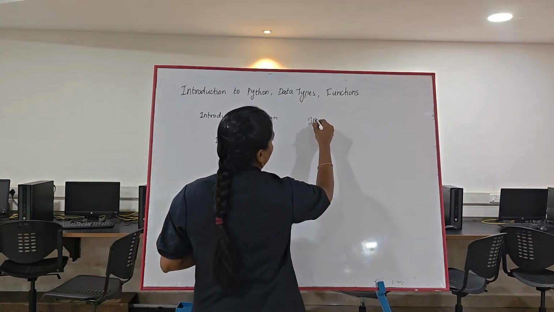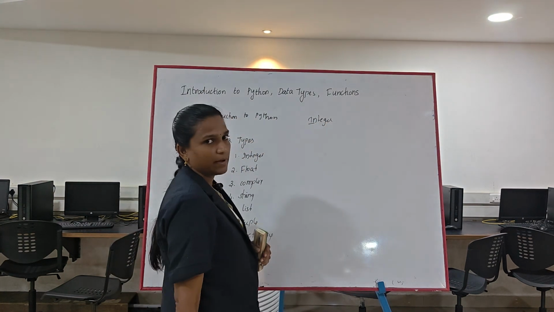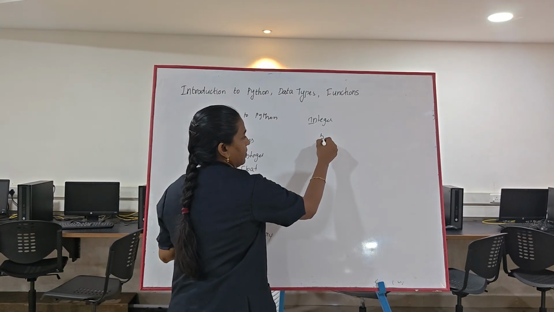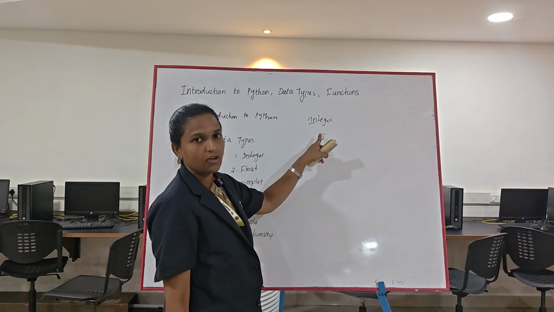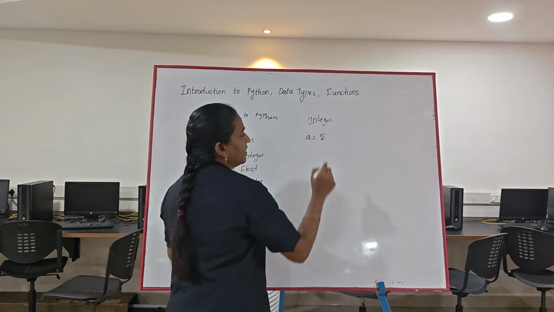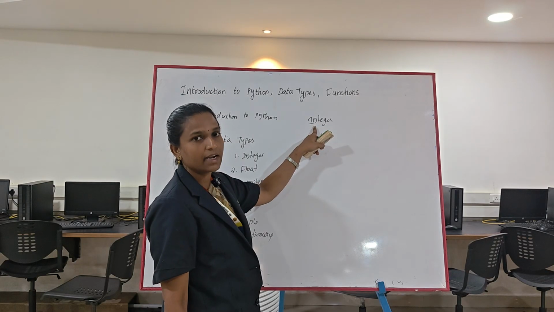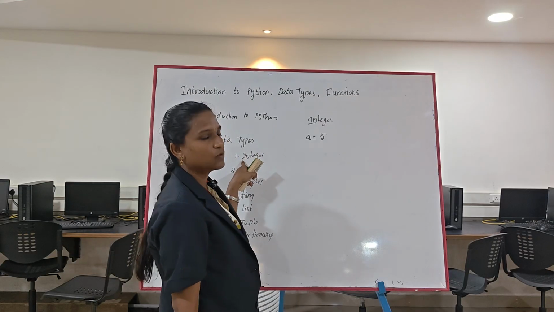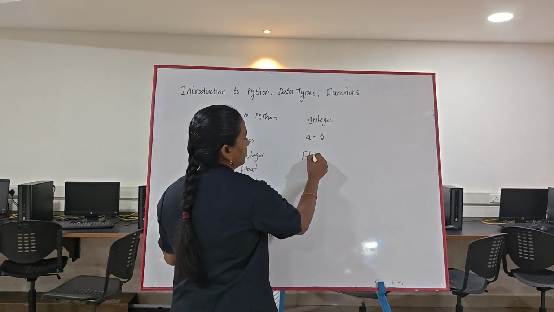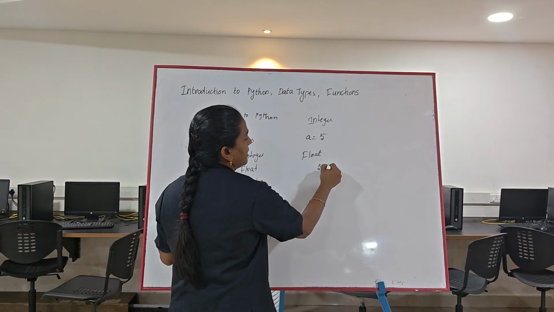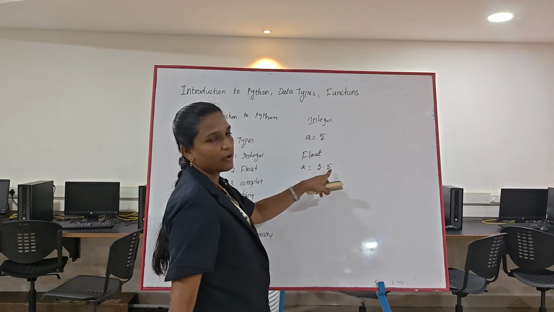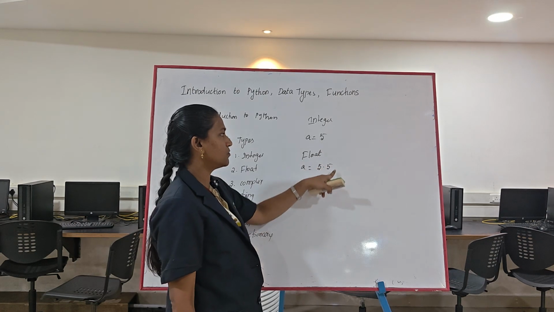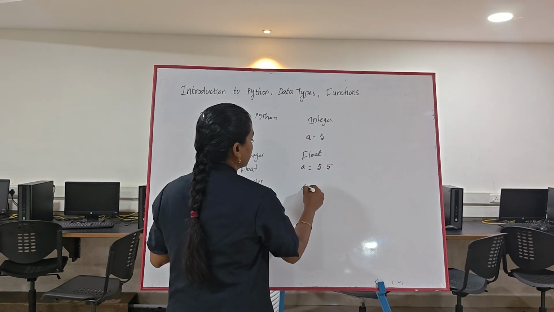Integer means it is a whole number consisting of either positive or negative numbers. Example 5. So this is the integer. We have stored the integer in a variable. So integer is a whole number, either positive or negative. That one is integer, the first one. Second one, float. It will be in decimal, example 5.5. We have stored this float value in this variable a. So this is float.